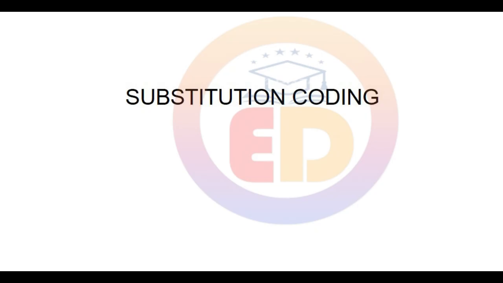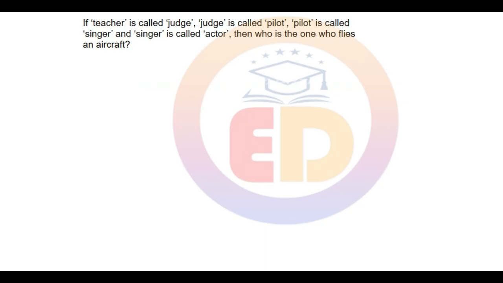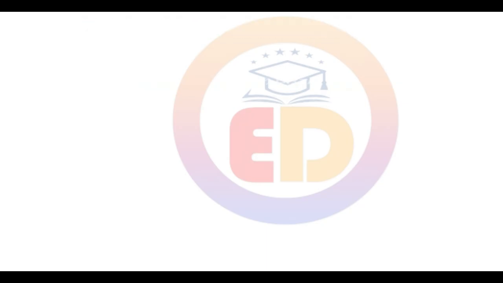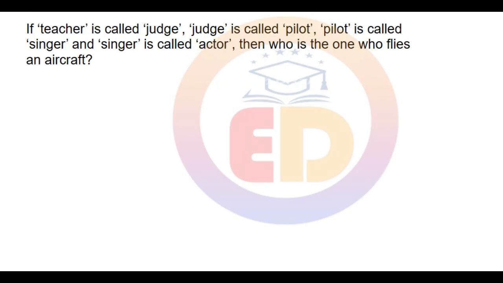Moving to the next pattern, which is the substitution coding. In substitution coding, let us understand this through an example. Question says, if teacher is called judge, judge is called pilot, pilot is called singer, and singer is called actor. Substitution. They have substituted every word with another one.